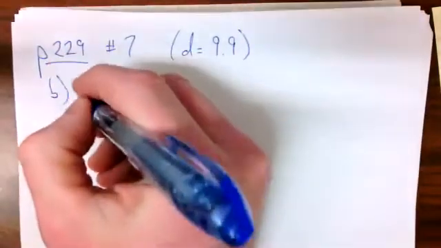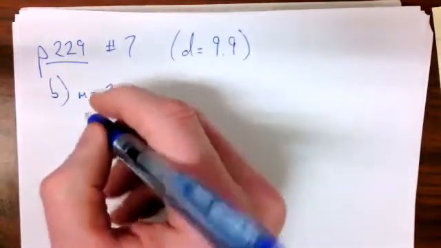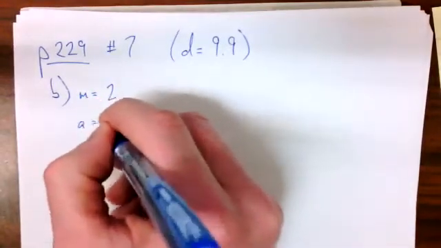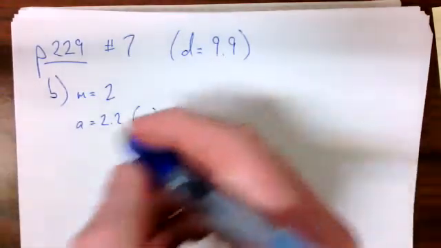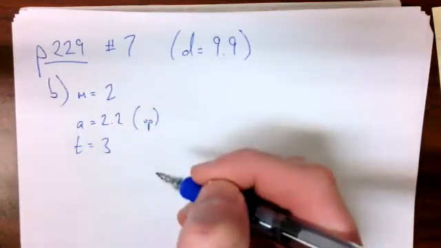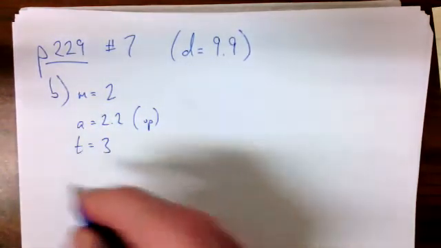A rope pulls a 2-kilogram bucket, mass equals 2, straight up, accelerating from rest at 2.2 meters per second squared. So acceleration equals 2.2, and that's up for 3 seconds. Time equals 3. So part A, calculate the displacement. We have that already.